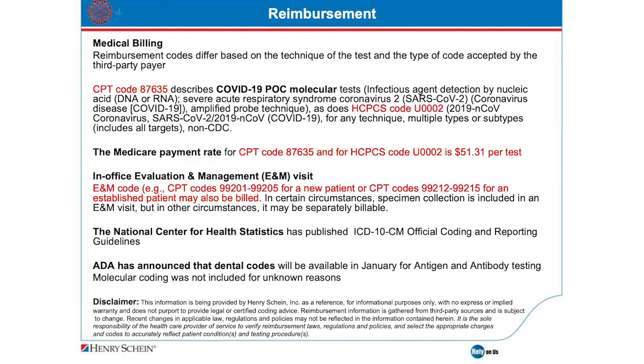And finally, reimbursement. Right now, the ADA is projecting to release codes for dentists in 2021. Right now, they're for antigen and antibody testing, but we expect that they will also include molecular testing. But they advise to use medical billing in the interim. And many of our dentists are attempting to bill medical. This is not something that most dentists are familiar with, unless you're an oral surgeon and then perhaps you have done medical billing in the past.